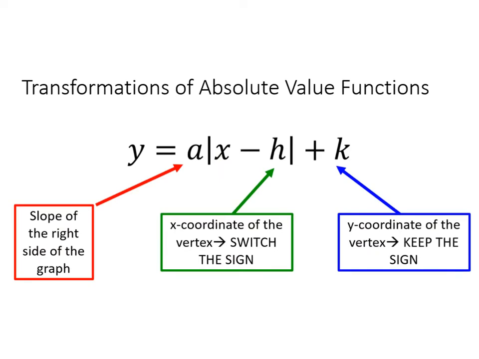And again, to review, our general formula is y equals a times the absolute value of x minus h plus k. The a stands for the slope of the right side of the graph. The h is the x-coordinate, but you have to remember to switch the sign. And finally, the k is the y-coordinate, but you have to remember to keep the sign.